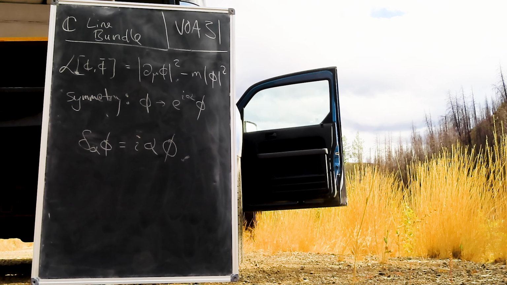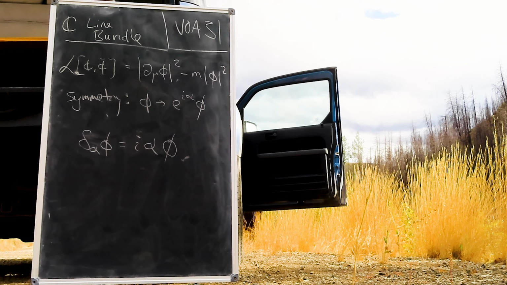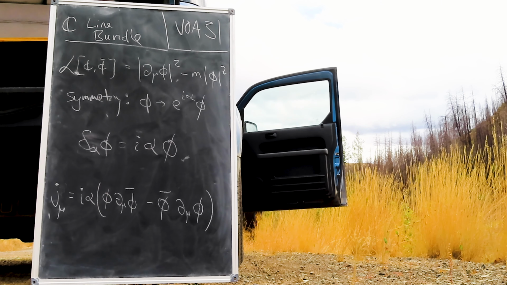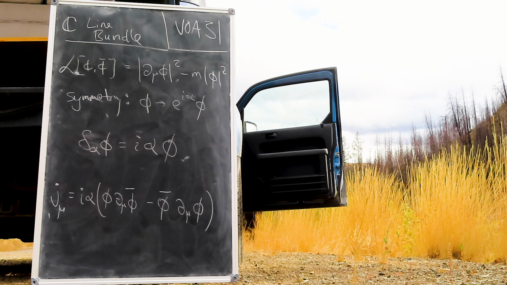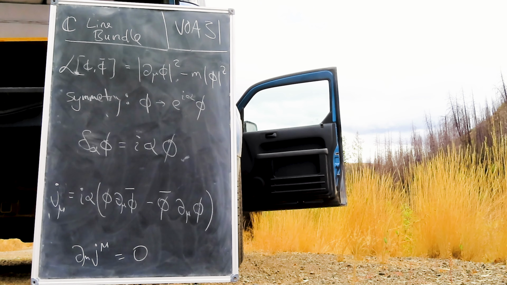For infinitesimal alpha, this amounts to a variation i alpha phi, which, plugging into our previous expression and summing over both phi and phi bar degrees of freedom, we find the current density, J. With a slightly more nuanced treatment of the dynamics, this current can be interpreted as the electromagnetic current. For us, conserved here basically means the divergence vanishes.